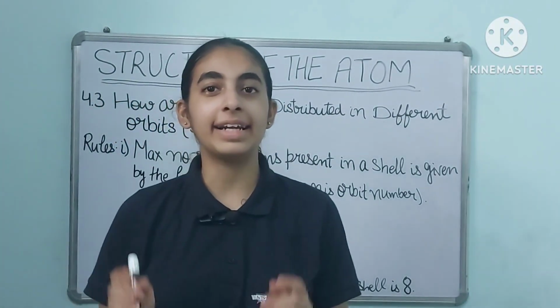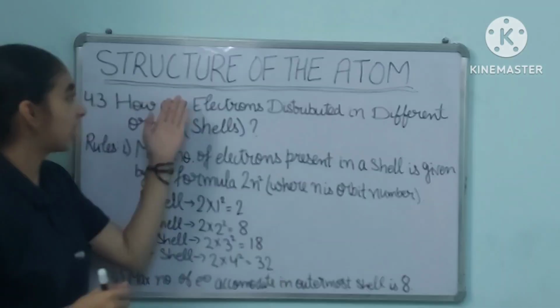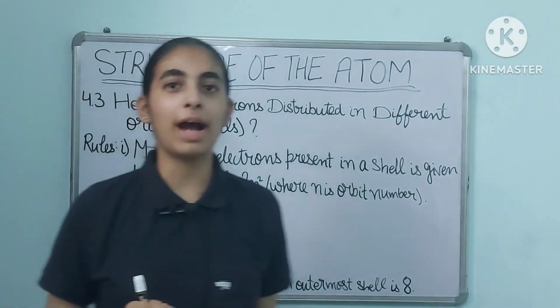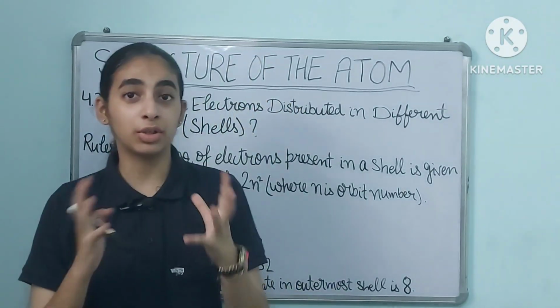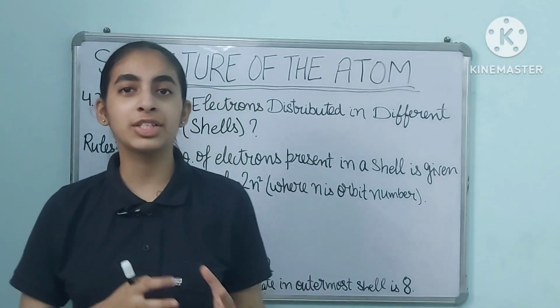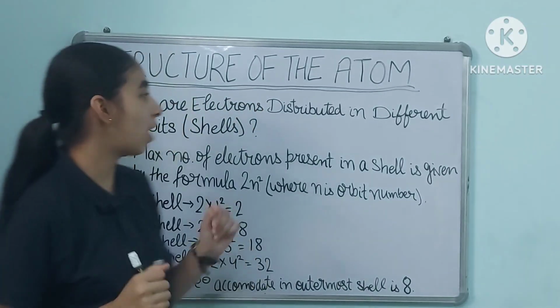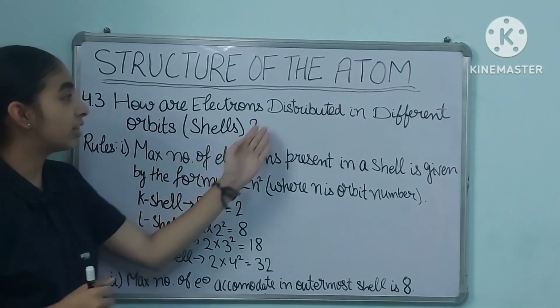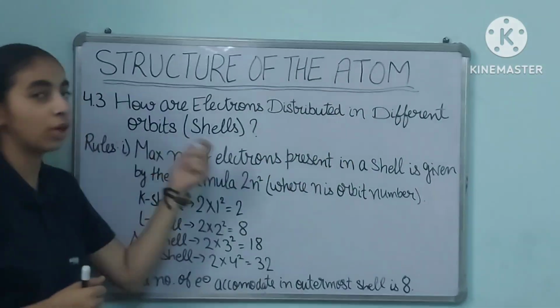Today we are going to start the next part of our chapter, Structure of the Atom. In this part, we are going to study electron distribution, valency, atomic number, mass number, isotopes and isobars. So the first topic starts with how electrons are distributed in different orbits or shells.